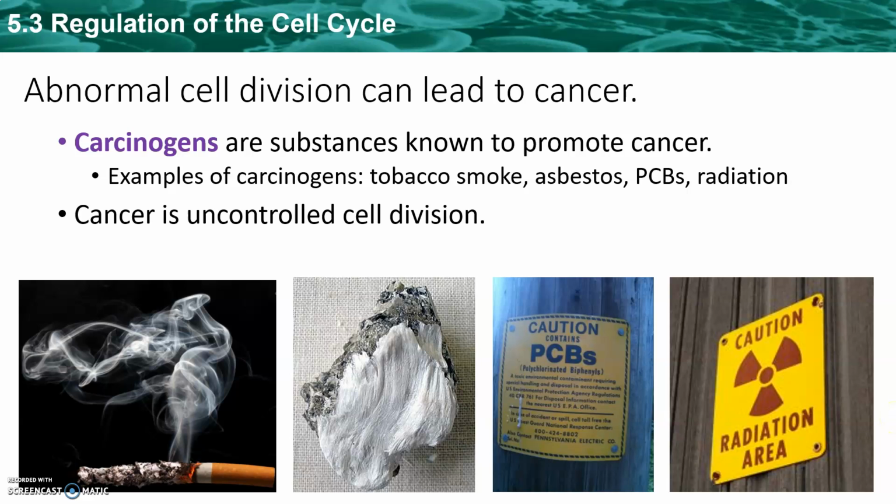Now, when cells no longer can control their cell division the way that they're supposed to, that leads us to a disease that we know as cancer. Cancer is simply your own body cells that are undergoing uncontrolled cell division. And that can be really difficult to treat. Everybody probably knows somebody or has a close personal contact that has dealt with cancer before.